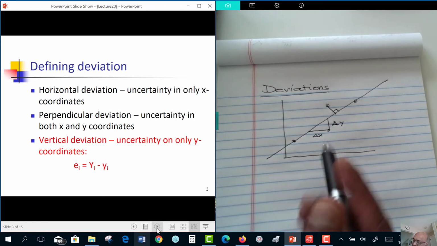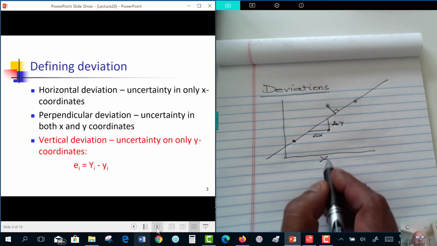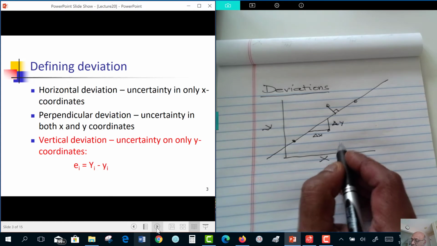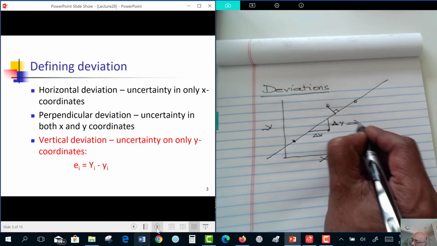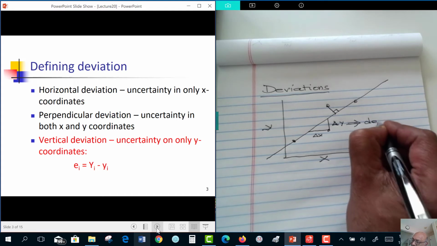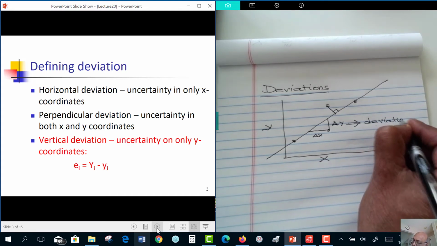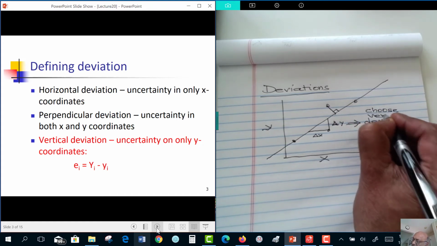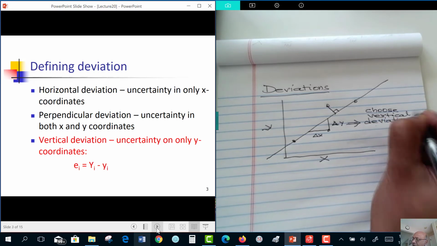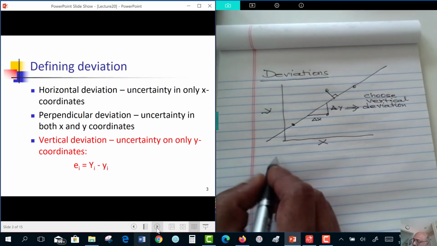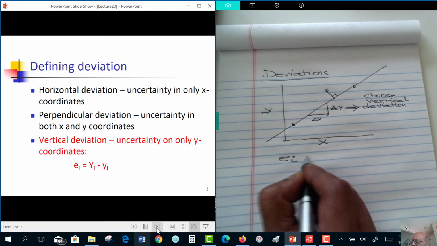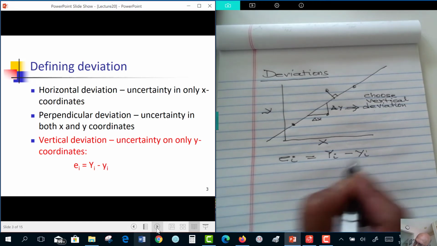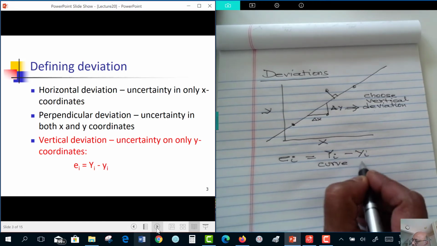Typically, our x variable is a control variable, so it does not have any uncertainty. So the only uncertainty is in the y variable. So we are going to use this as our deviation. We choose vertical deviation because only y values have uncertainty. That's what we have assumed. So we will define this deviation as curve value minus the data value.